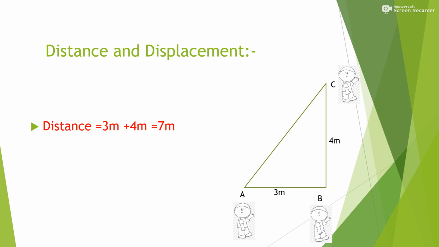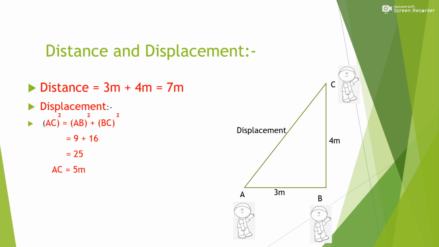Now to find out the displacement, we will consider the shortest distance. Here the shortest distance is AC. So to get the value of AC, we will apply the Pythagoras theorem. Using Pythagoras theorem, AC square is equal to AB square plus BC square, that is 9 plus 16, which is equal to 25. So AC is equal to 5 meters.